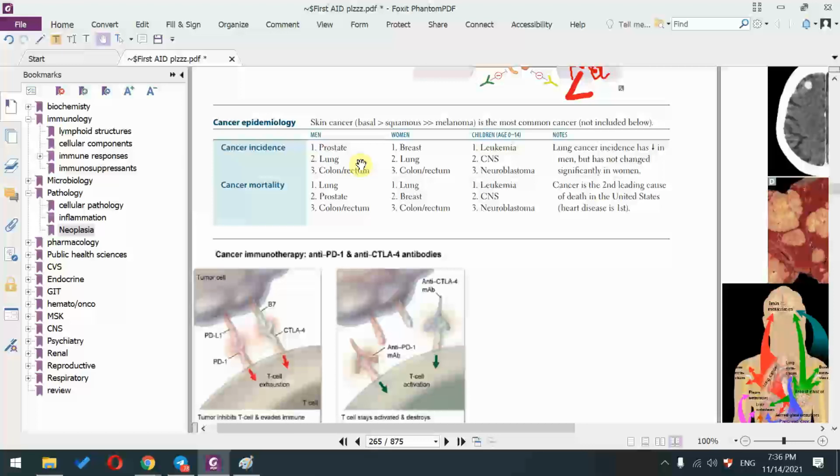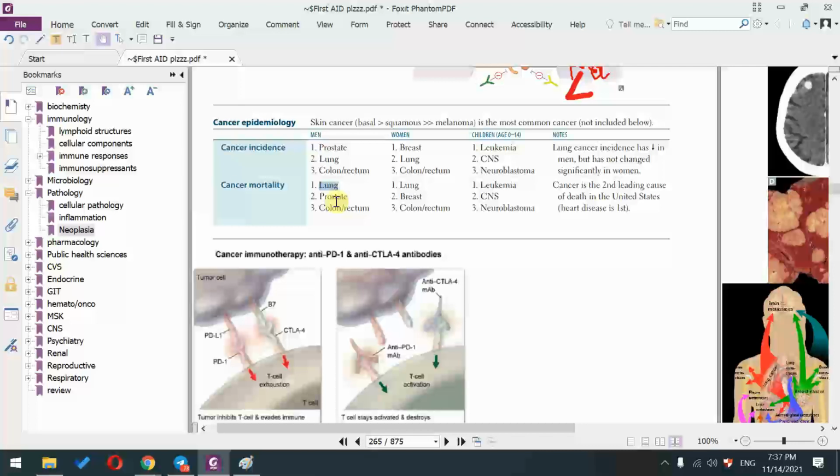Okay, so by incidence, the lung cancer is the next most common, but it's the best killer. As you can see, by cancer mortality, it's the best. Well, it kills the most amount of people, while by incidence, it's the second. Why do you think, guys, the lung cancer mortality is much higher than prostate cancer, regardless of the fact that prostate cancer is much more common?